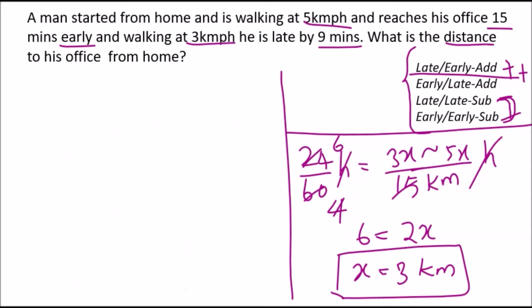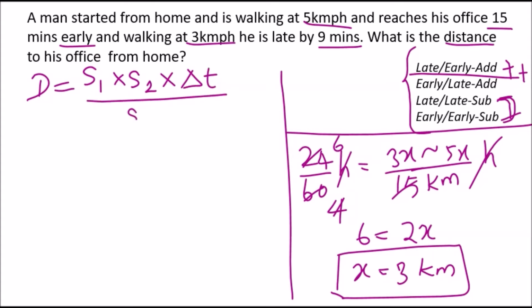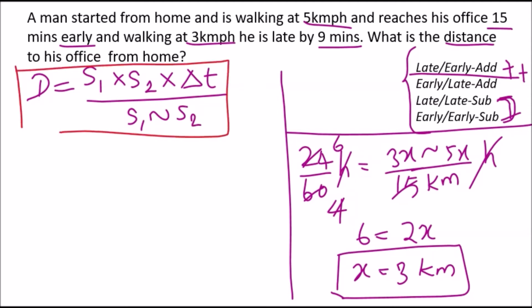The same problem can also be done by using the formula: distance equals speed 1 into speed 2 into time difference, del T, divided by the difference of speed 1 and speed 2. This is the formula you can use instead of the normal method. So distance equals, here speed 1 is 5 km per hour into speed 2 is 3 km, and del T is nothing but the time difference.